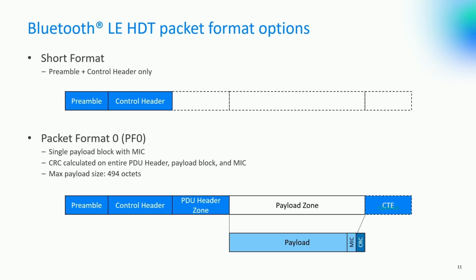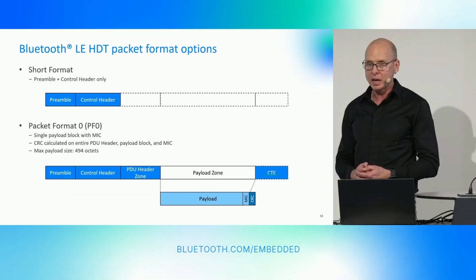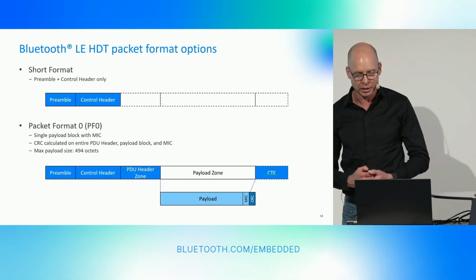Now if we focus our attention on the bottom half of the slide, packet format 0, which you'll see referred to as PF0. This packet format contains a single payload block with a message integrity check, which you see called out as MIC there. The MIC is only going to be present if the connection is encrypted and there's data to be transmitted. If there's no data, there's no payload zone.